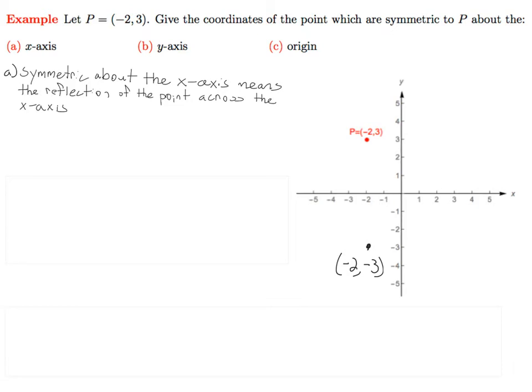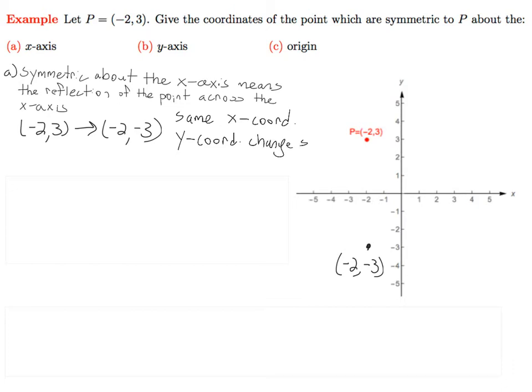So notice that when we take the point which is symmetric across the x-axis, the point P, which was at -2, 3, has moved to -2, -3. And this point has the same x-coordinate, but the y-coordinate changes signs. So it went from 3 to -3. So that answers part A.